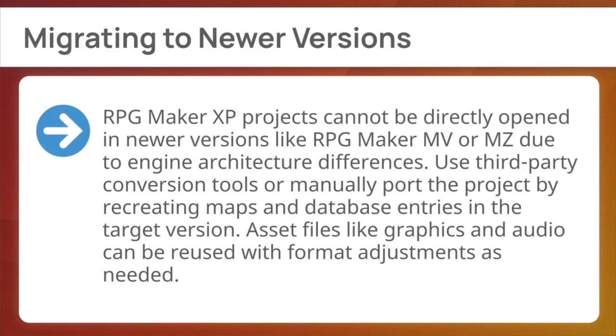Next, migrating to newer versions. RPG Maker XP projects cannot be directly opened in newer versions like RPG Maker MV or MZ due to engine architecture differences. Use third-party conversion tools or manually port the project by recreating maps and database entries in the target version. Asset files like graphics and audio can be reused with format adjustments as needed.